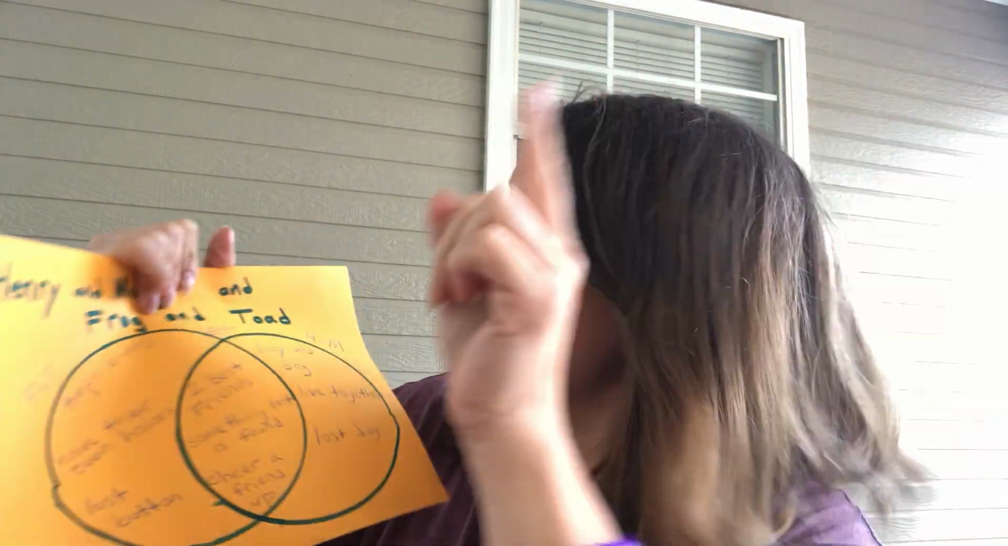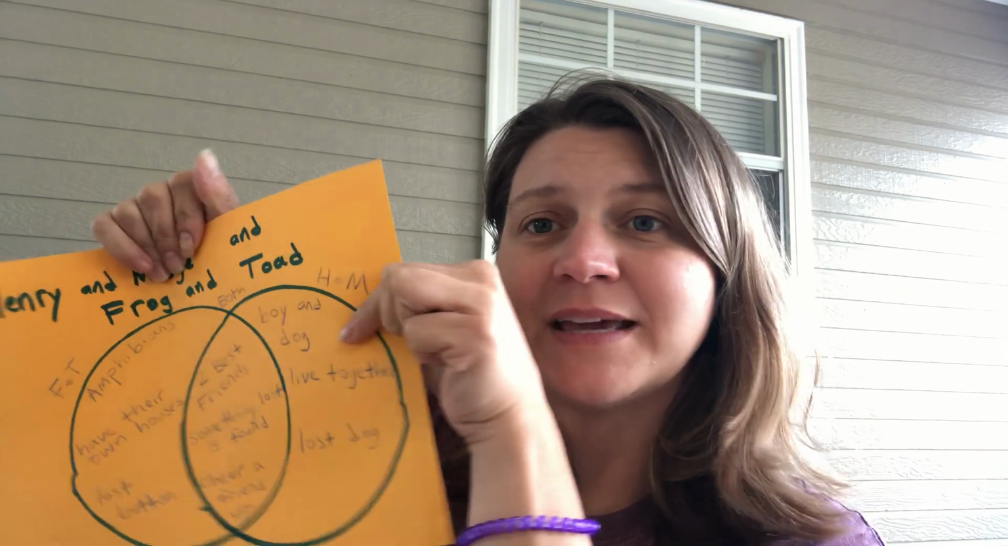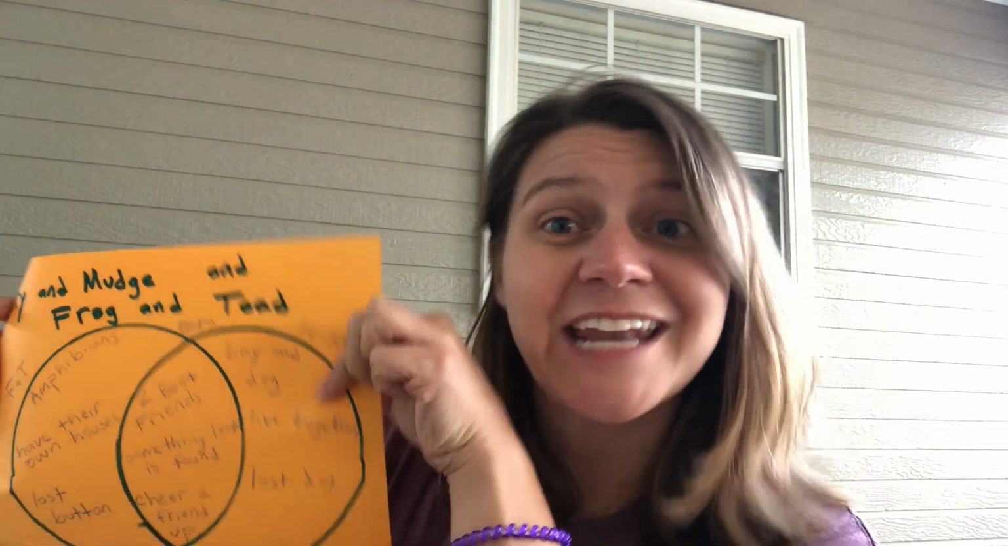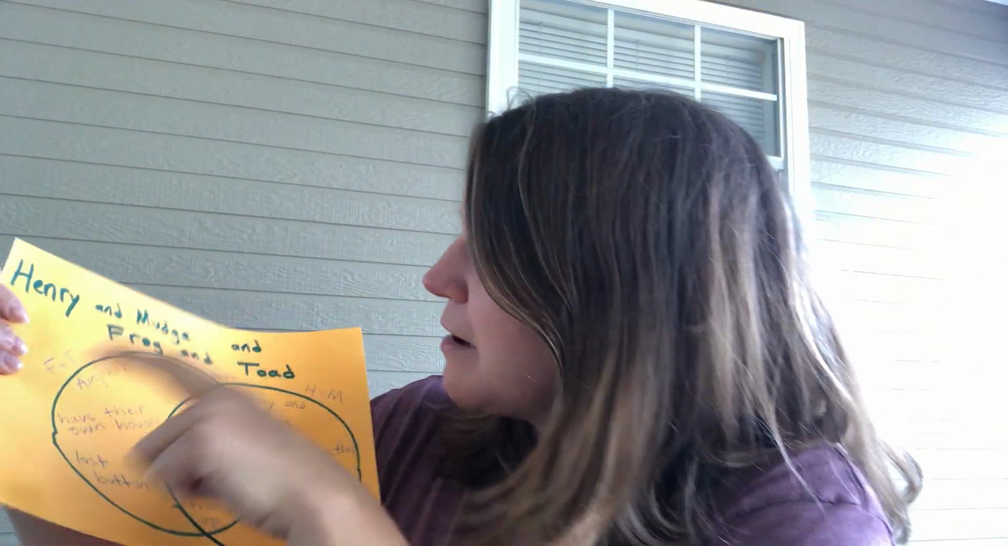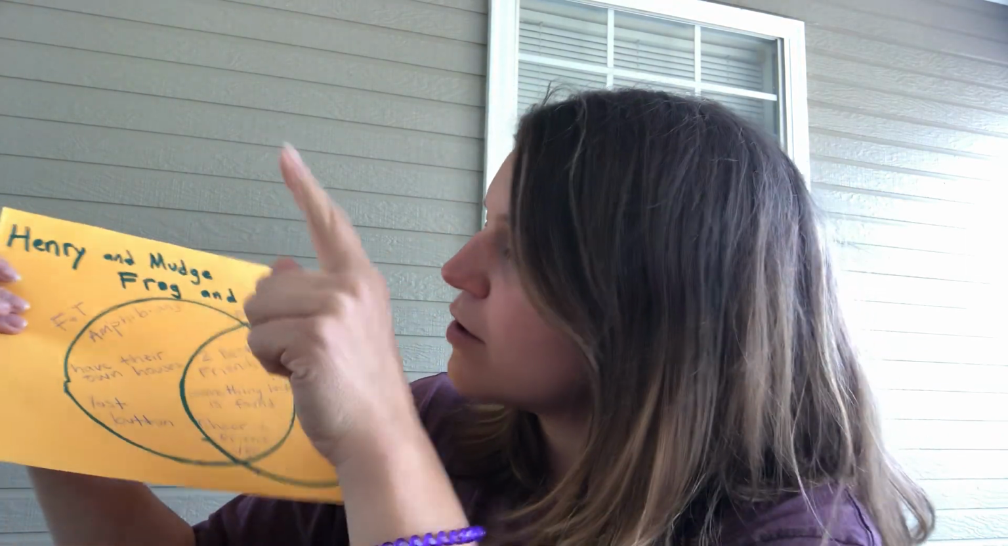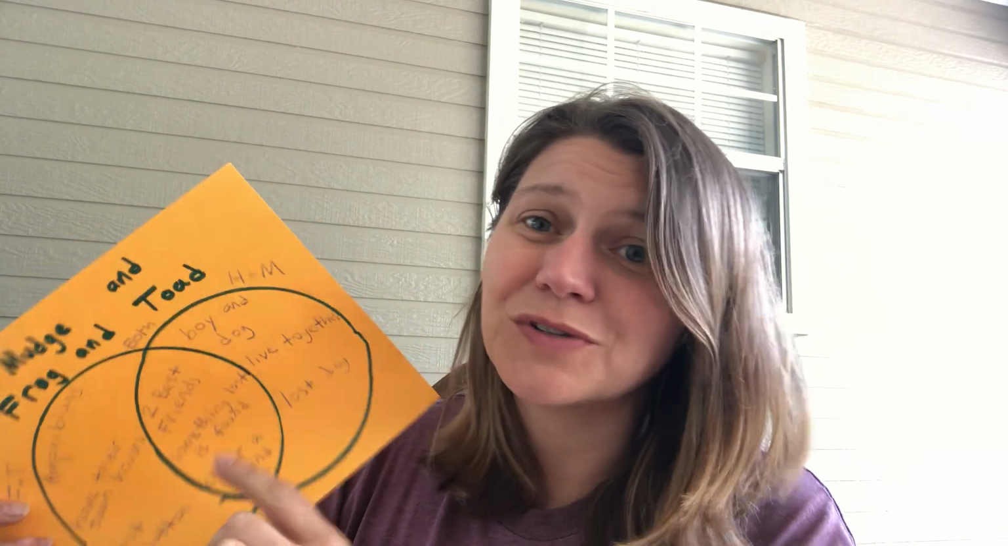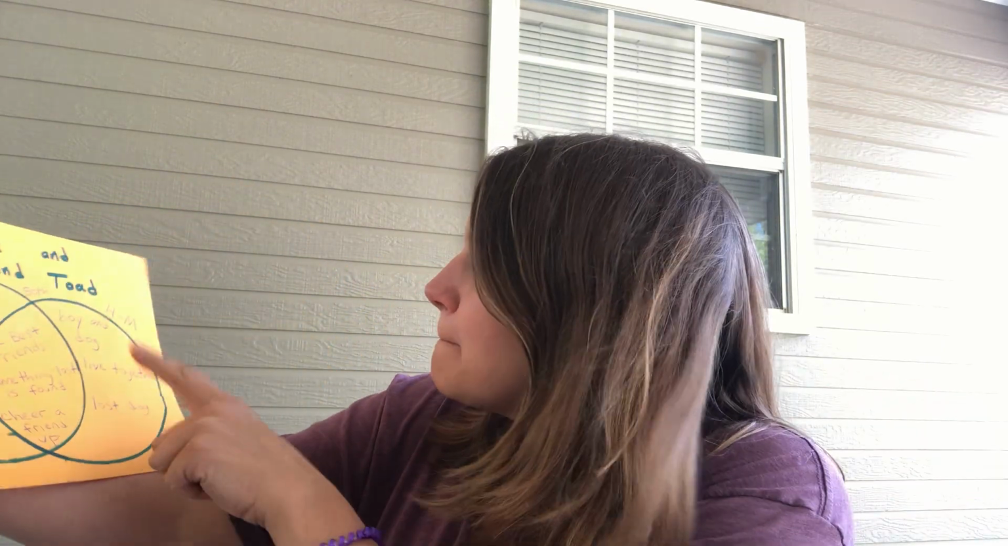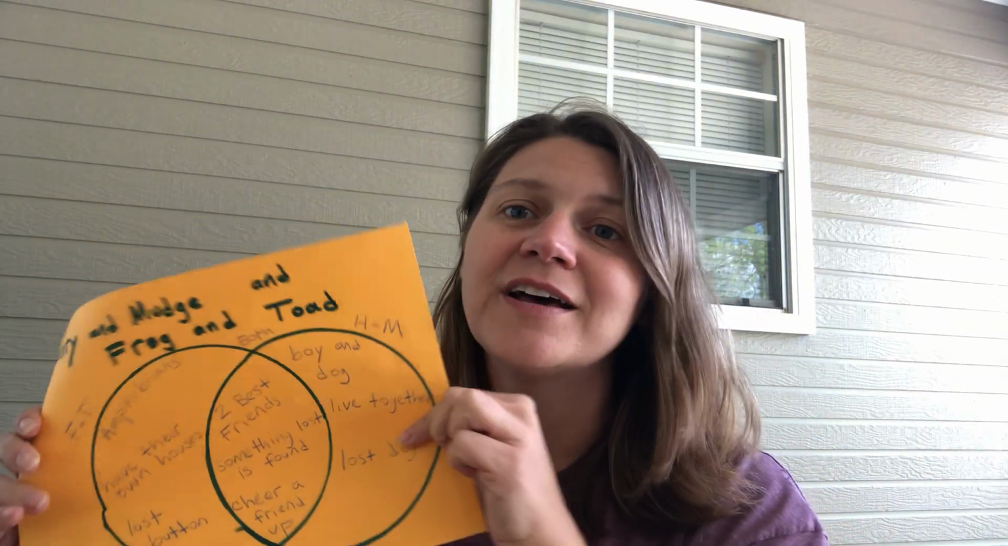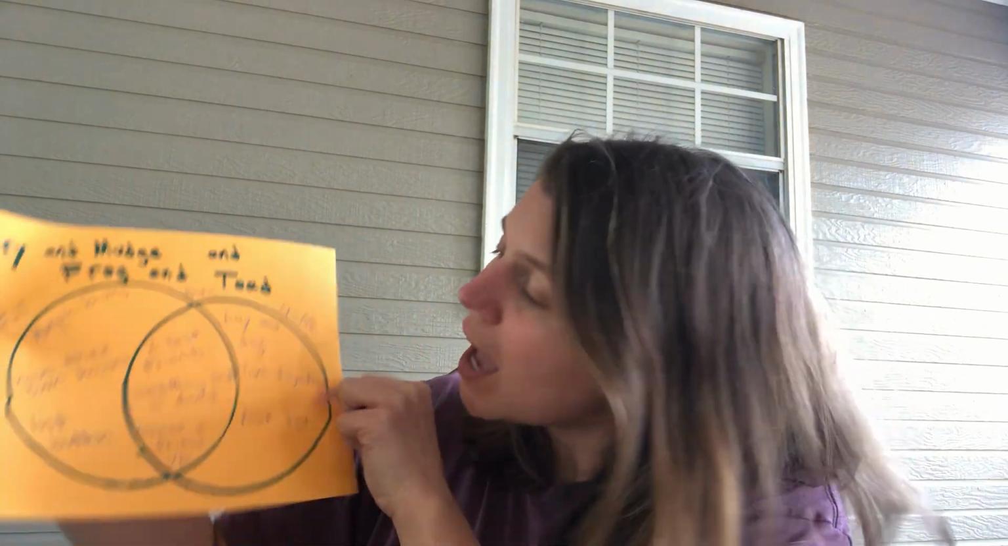In Frog and Toad, the main characters are amphibians. They're a frog and a toad. In Henry and Mudge, the main characters are a little boy and a very large dog. In Frog and Toad, our friends each have their own houses. They're neighbors, sort of like Piglet and Winnie the Pooh. But in Henry and Mudge, they live in the same house. In fact, they're roommates. They live in the same room.